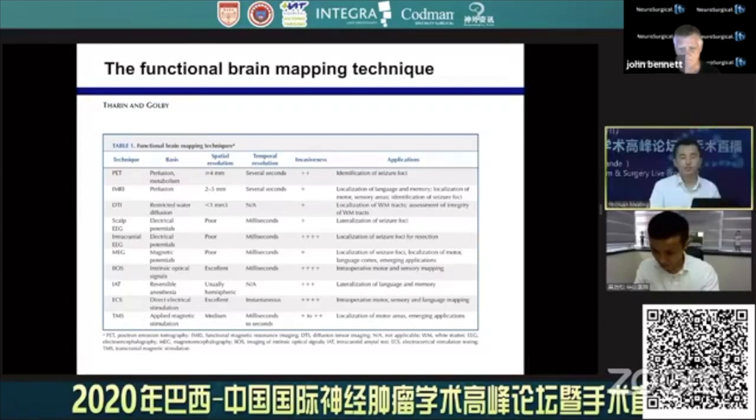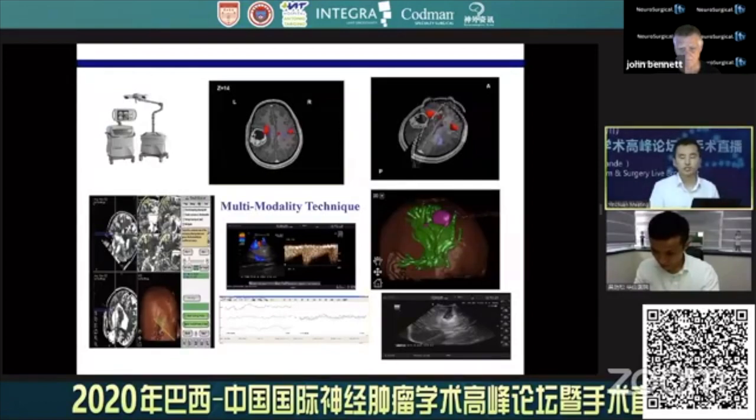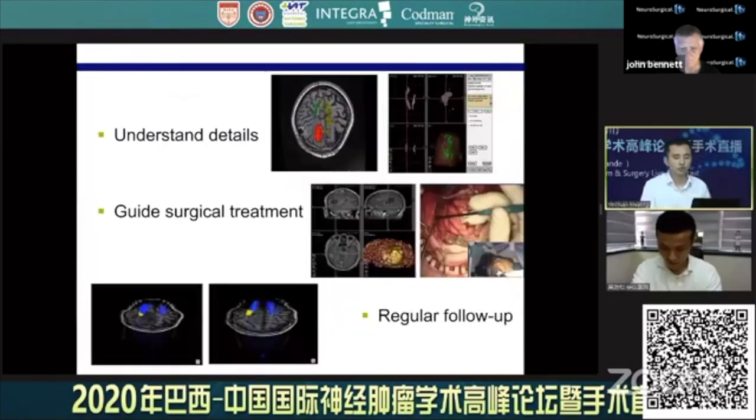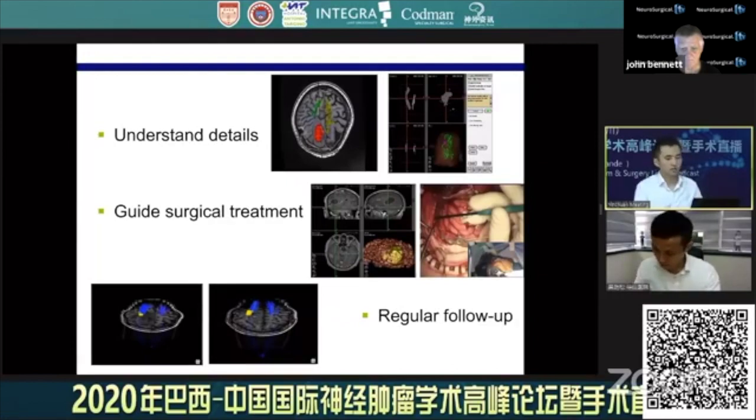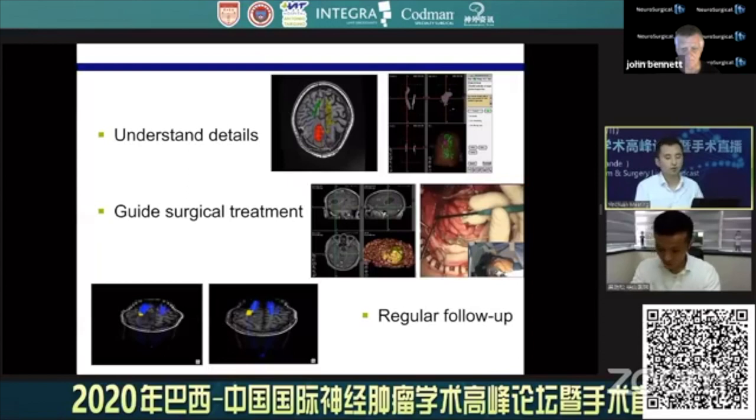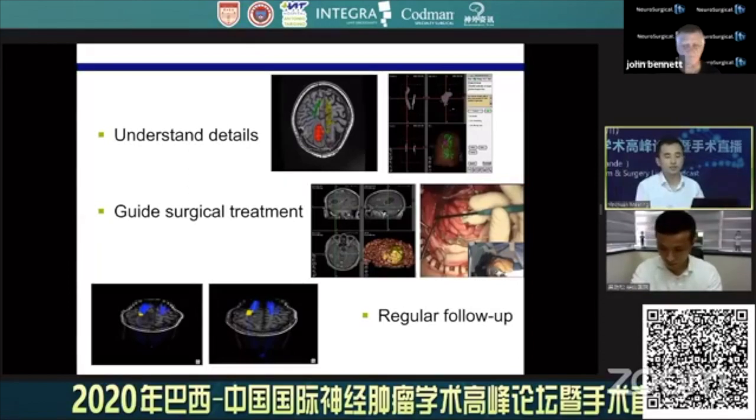So the multi-modality technique is the greater application of that technique. It can help us to understand the details of anatomy and the relationship between the tumor and the brain or fibers. It also can get the surgical treatment exactly.